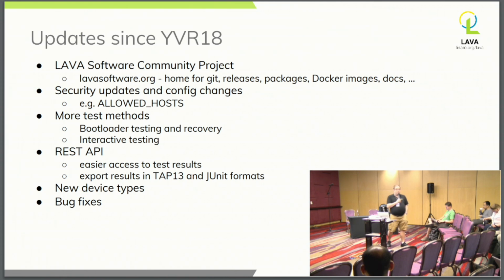We have a REST API. Milos did a lot of work on this. So there is now easier access to the test results. We've always had an XML RPC API. People asked for REST as well. Whatever makes life easy for people. This does allow you to export results in TAP13 and JUnit formats, as well as our native Lava logs. I hope it's useful. We've added lots of new device types. This happens all the time. And obviously bug fixes. People like bug fixes.